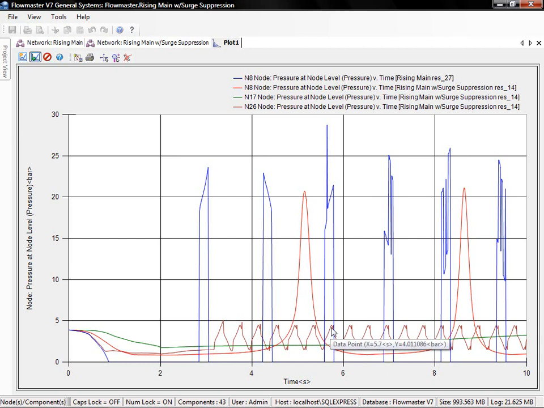So this is just one example of how Flowmaster V7 can be used to investigate different types of pressure surge situations.